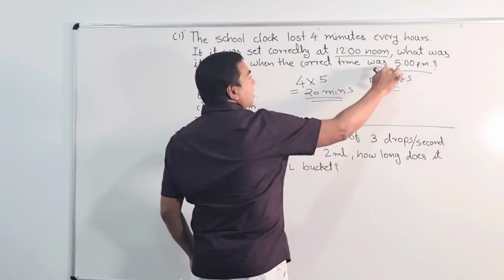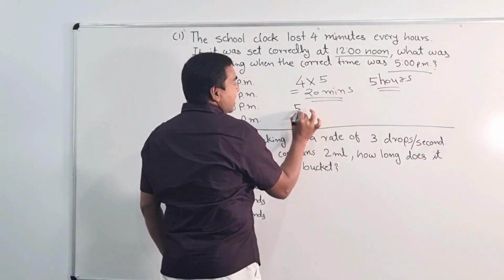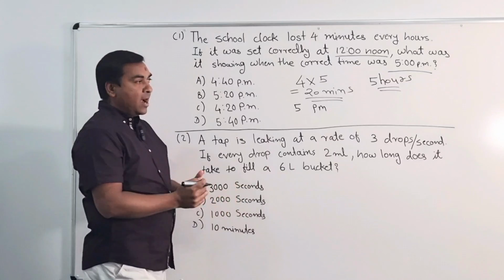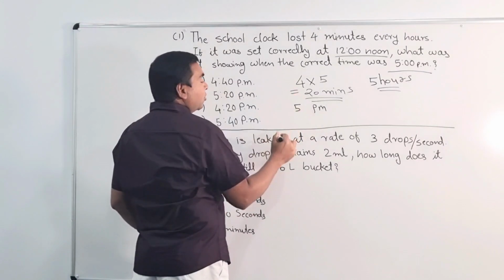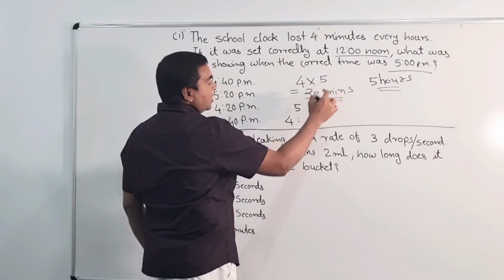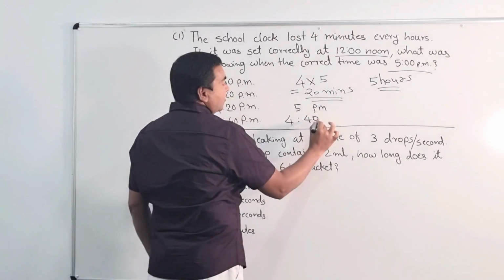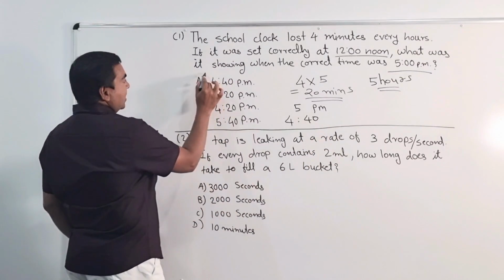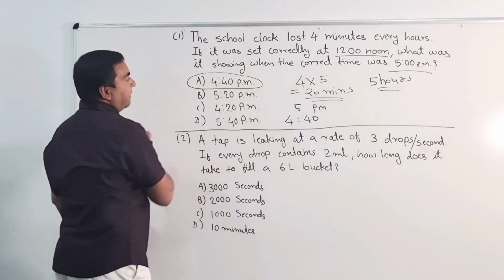So let us say if the correct time is 5 o'clock, 5 p.m., it's 20 minutes behind. So I think the school clock should show 4 and 20 minutes behind, so it should be 4 and 40. So 4 hours and 40 minutes. So that is going to be our answer A.